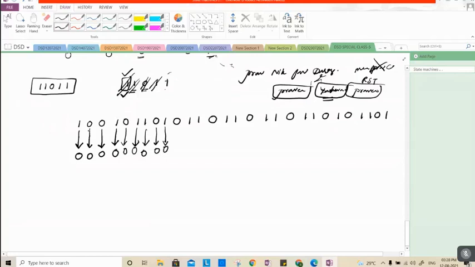So 1 is available here, 1 is detected. Now what is the last element? 1 detected, but here it is 0. Now output, should it generate 0 or 1? 0.